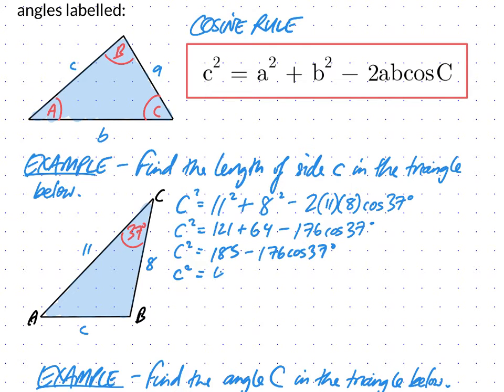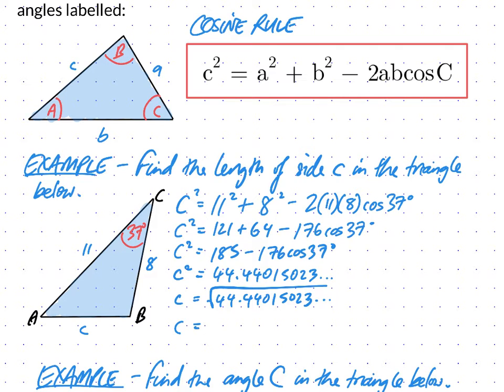So C squared is 44.44, etc. I'm going to leave it in the calculator and find the square root of it. So C, well, I'll show the working of this actually, 44.44015023, etc. It goes on forever.